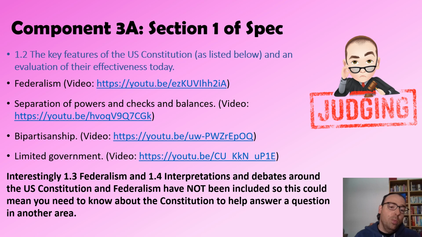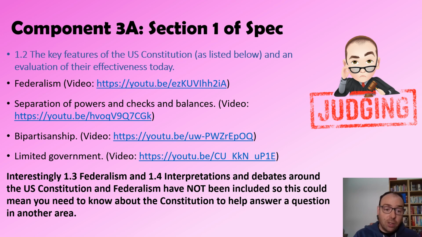Now, interestingly, 1.3, which is federalism, and 1.4, interpretation debates around the US Constitution and federalism, have not been included. So this might mean that the stuff from 1.1 and 1.2 is just really helpful in answering a question. It might be the Constitution makes up part of one of the essay questions or is referred to in one of the questions. So it might make up part of an argument, but the debates on federalism and Constitution are not in the advanced information.